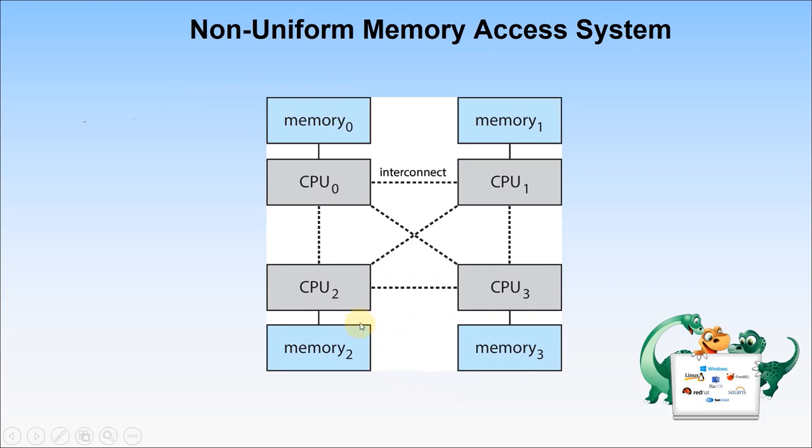For the non-uniform memory access system, one core could switch from one CPU to the next. So I have here memory 0 and memory 1. The CPU is accessing the memory in a non-uniform fashion.